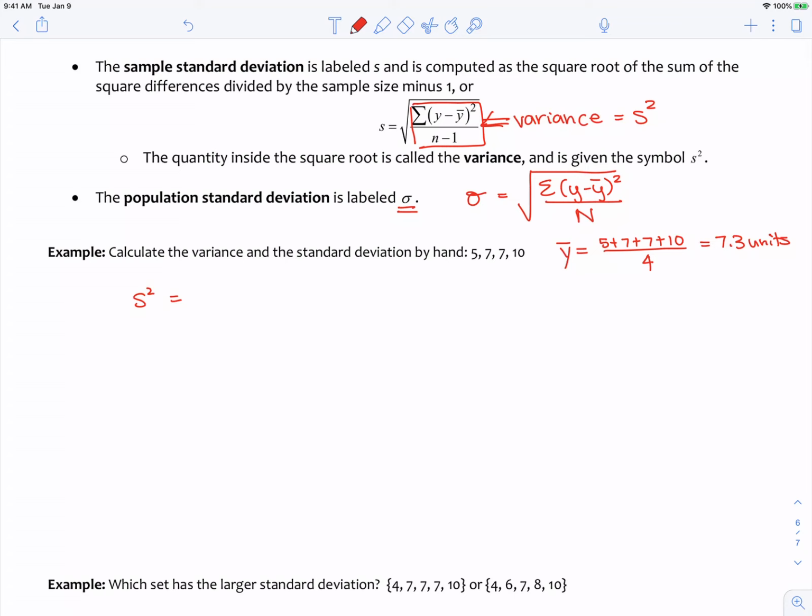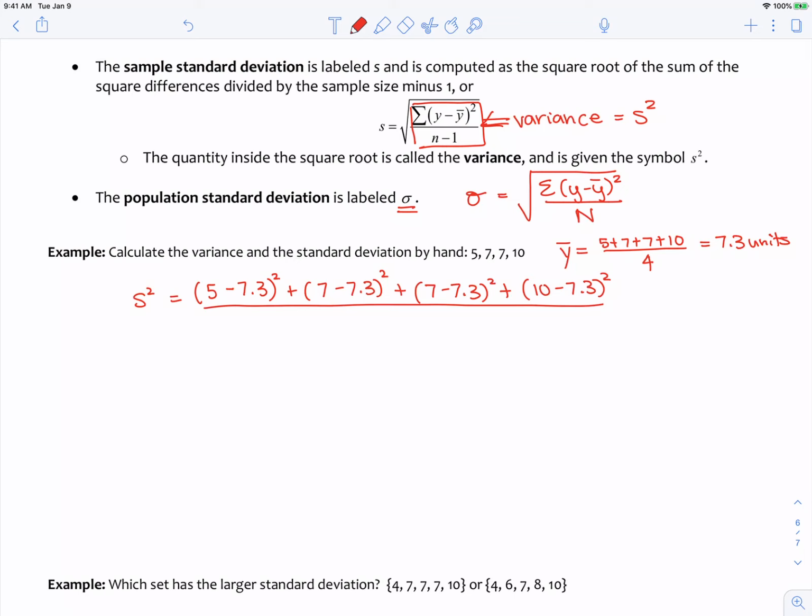The variance is going to be equal to the sum of each of the data values minus the mean, squared. So we're going to take each of our data values in this order. 5 comes first, minus the mean of 7.3, squared, plus the next data value, 7 minus the mean squared, plus the next data value, 7 minus 7.3 squared, plus 10 minus 7.3 squared, divided by n minus 1.